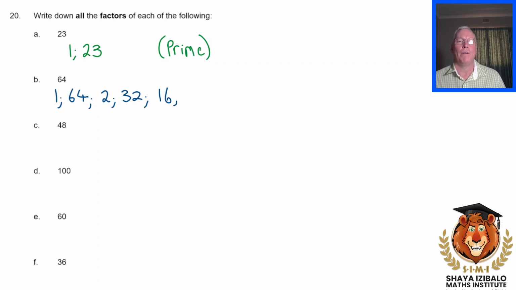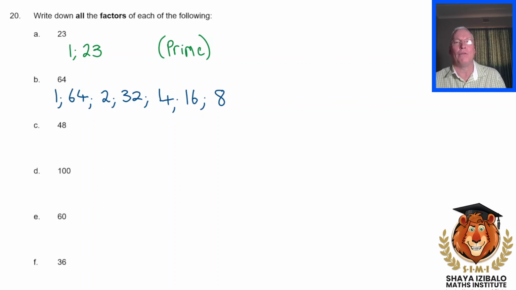Let's just put the 4. So let's put the 4 in front here. 4 and 16. Does 5 go into 64? No, it doesn't. Does 6? No, it doesn't because it's not divisible by 3. Does 7? No, it doesn't. Does 8? Yes, it does. Does 9? No. Does 10? No. Does 11? No. Does 12? No. The next one we get to is 16. We only need to go as far as what we call the square root. Okay, we'll come back to that now. Right, those are all the factors of 64.